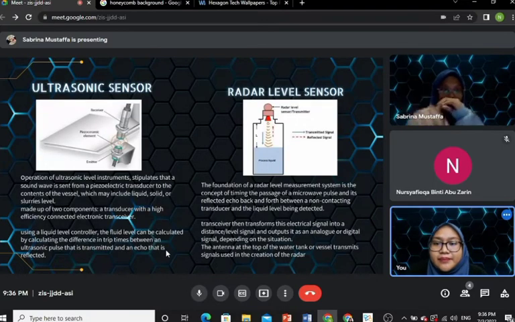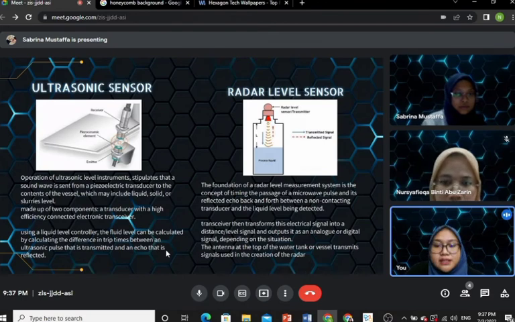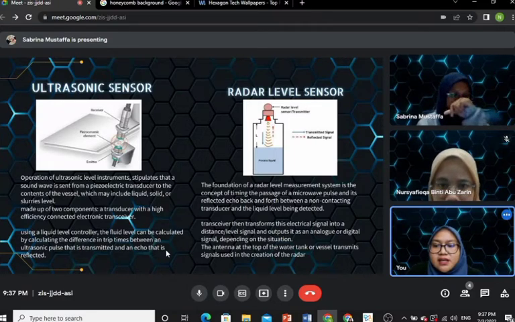Next. For the ultrasonic sensor, the level instrument stipulates that a sound wave is sent from a piezoelectric transducer to the contact of the vessel, which may include liquid, solid or slurry level. This is made up of two components, which are a transducer with a high efficiency that is connected to an electronic transceiver. Using a liquid level controller, the fluid level can be calculated by calculating the difference in trip times between an ultrasonic pulse that is transmitted and an echo that is reflected.